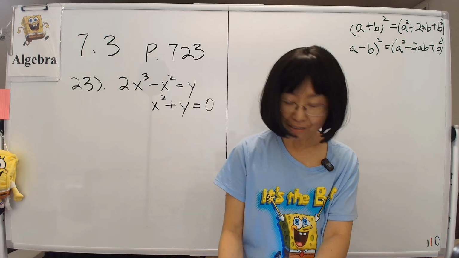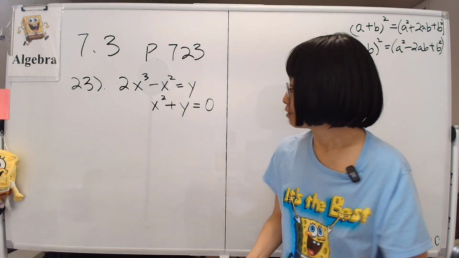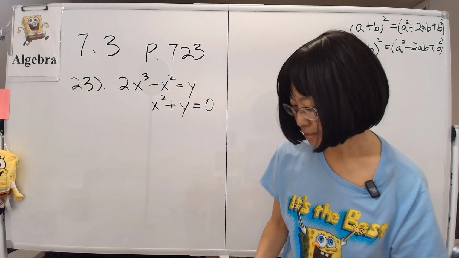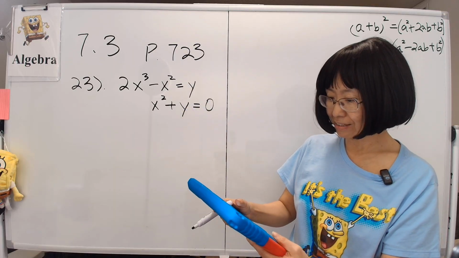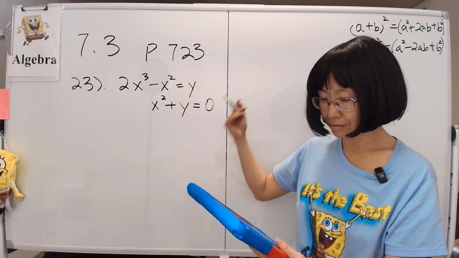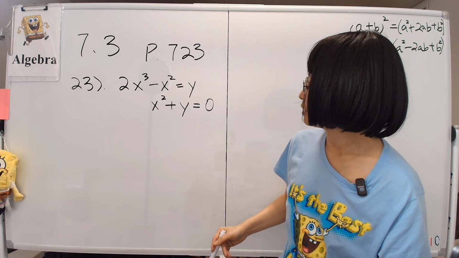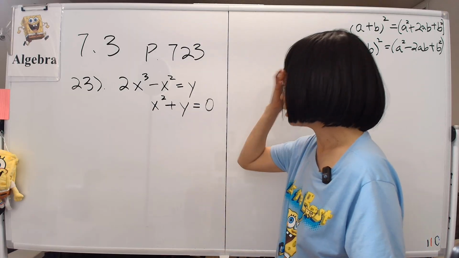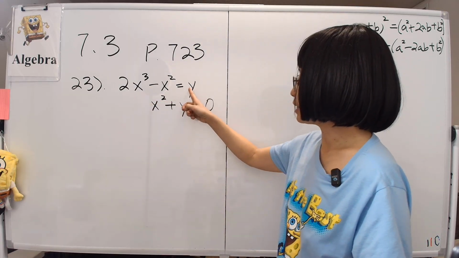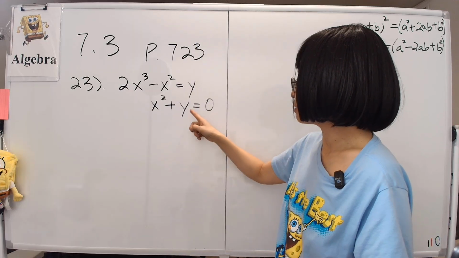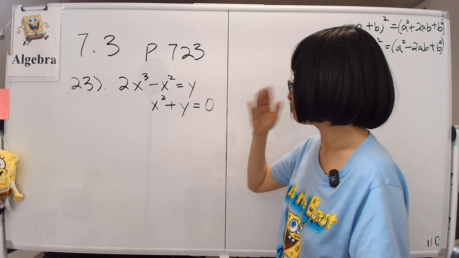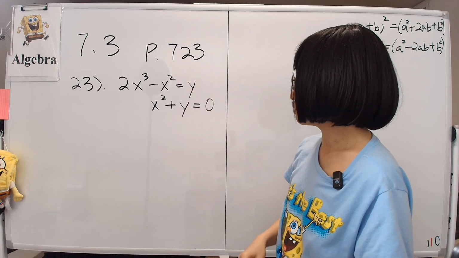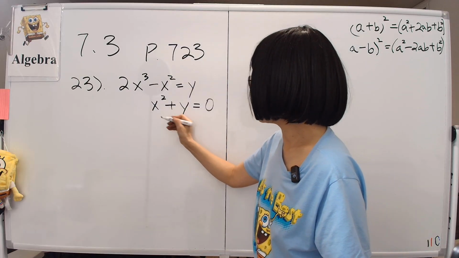So next, let's look at problem 23. We have 2x cubed minus x squared equals y, and x squared plus y equals 0. Now, since there is only one y here and one y here, let's get rid of y by rewriting this equation.